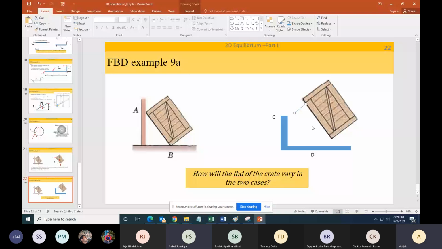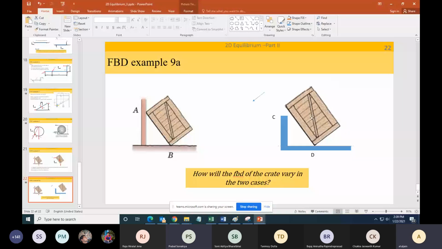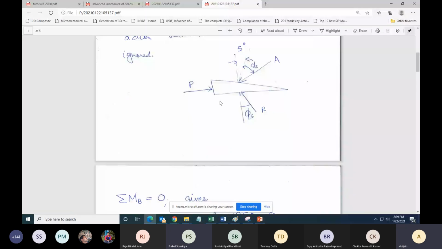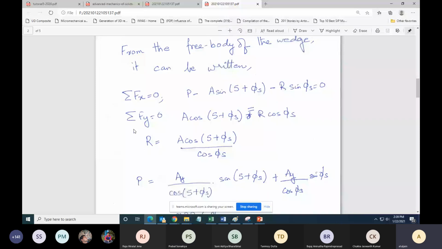Sir, I have a doubt regarding that phi s. What is the use of that in our question? Phi s is tan inverse mu, in the context of wedges. To write the equilibrium equation for the wedge, you need the direction of A and R. The equilibrium equation will look something like this: summation Fx is 0, summation Fy is 0.